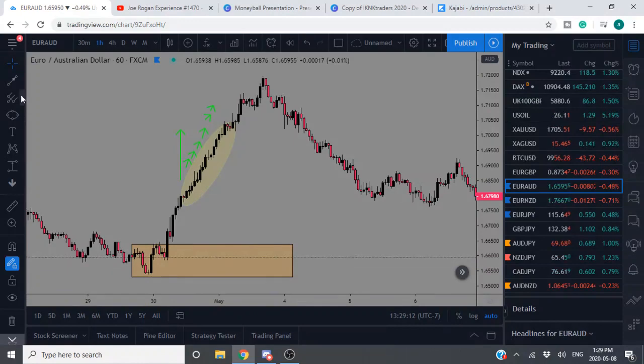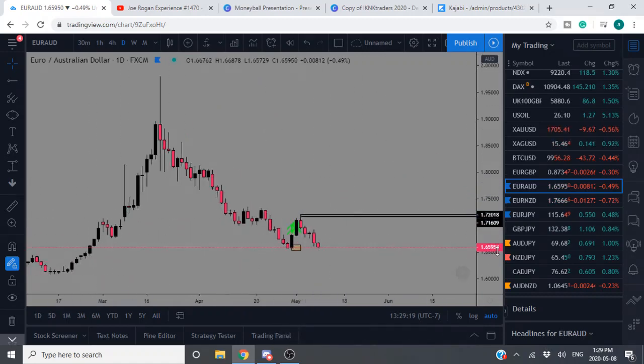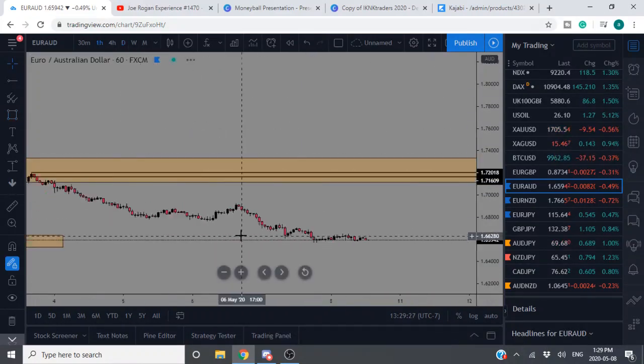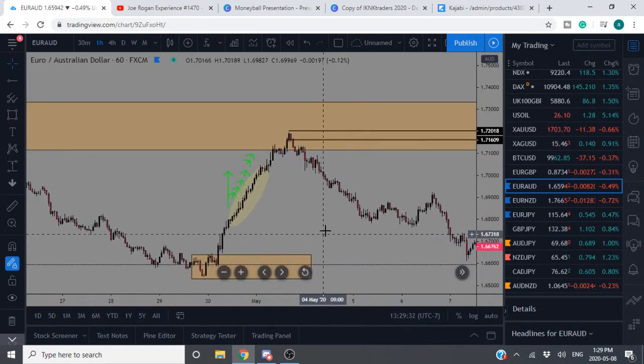Actually, we were trying to take this short pullback, but we never got that pullback. I think prices were sitting inside. Yeah, we were sitting inside this daily supply zone, like this. Daily supply. I was excited for this trade too. It sucks I didn't get the pullback.